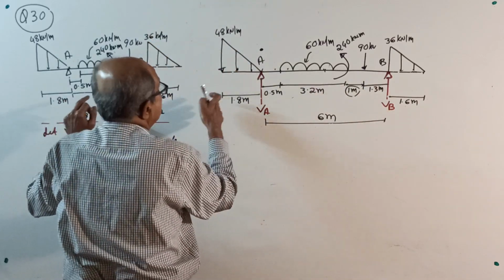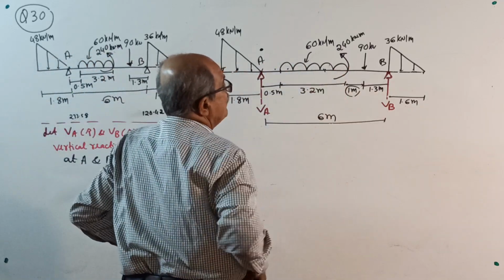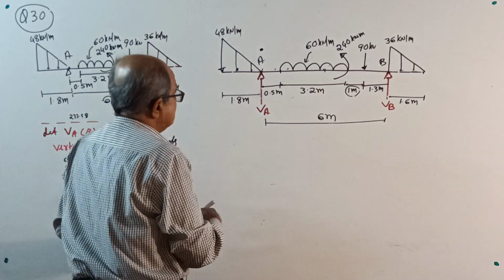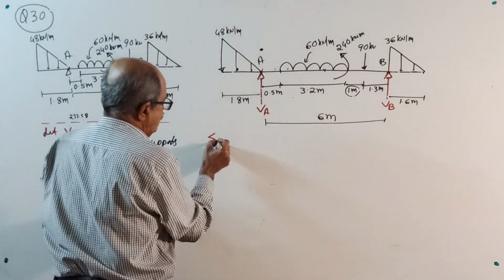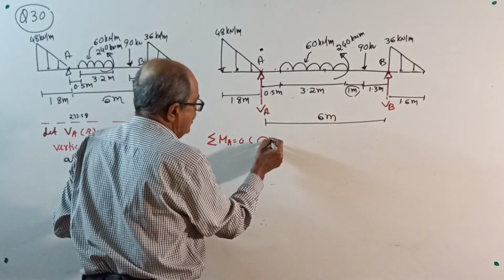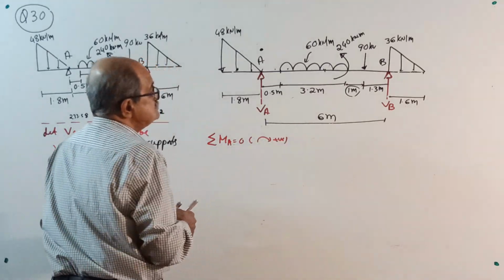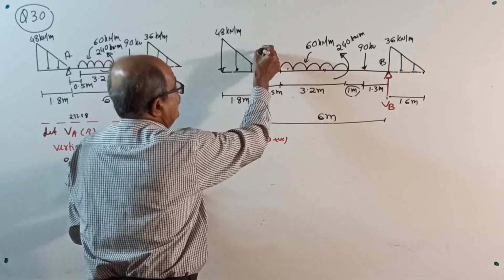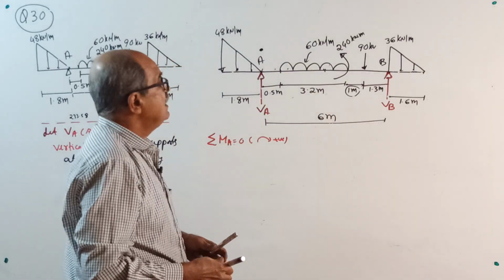1.6, 1.8. See, uniformly varying loads are given here. AB. Okay, start now. First, sigma M about A. After some time, I will keep on giving more exercises for you. Clockwise positive. See, the moment point is A. Everything is covered so far.